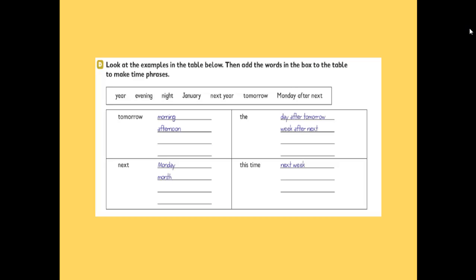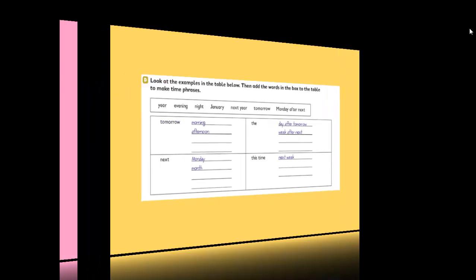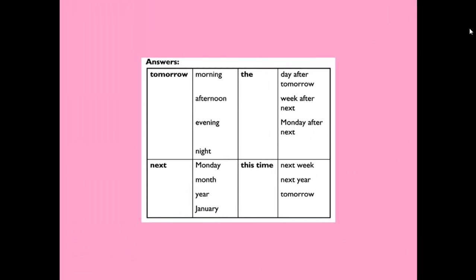After doing this exercise orally, you can see the words: tomorrow morning, tomorrow afternoon, tomorrow evening, tomorrow night, the day after tomorrow, the week after next, the Monday after next, next Monday, next month, next year, next January, this time next week, this time next year, this time tomorrow.